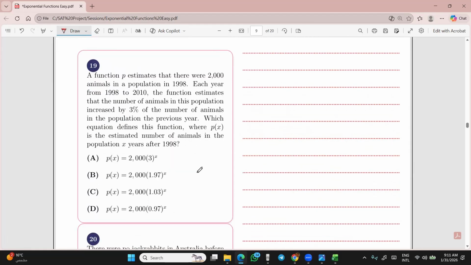Question number 19. A function P estimates that there were 2,000 animals in a population in 1998. Each year from 1998, which is the initial, I mean, the starting point. And what is the starting value? We have 2,000. So this is the initial amount when we started observation. This is a, so y is equal to a times b raised to the power of x. So this a is 2000. So y is equal to 2000, and y is expressed as p of x. It's okay, but 2000 should be at the beginning. Of course, all of them are giving 2000 as the value of a.